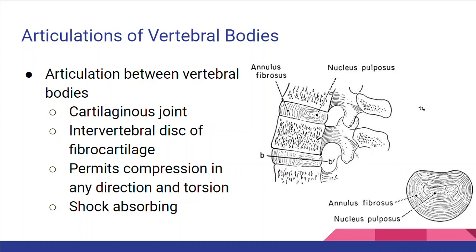So the articulations of the vertebral bodies, right? So that's between one body and another. You have this, it's a cartilaginous joint, and it's basically the disc in between that allows the motion. The disc resists compression during certain types of movements. The annulus fibrosus, which we'll see in a moment, goes under tension. It also allows torsional motion. It's believed that the intervertebral disc also provides shock absorption.